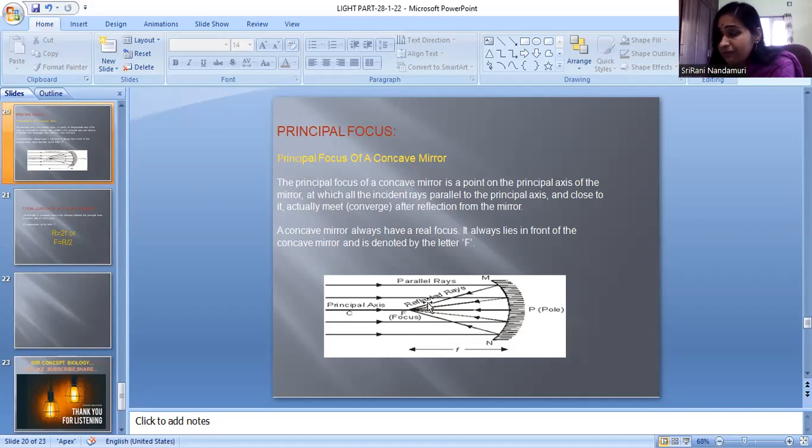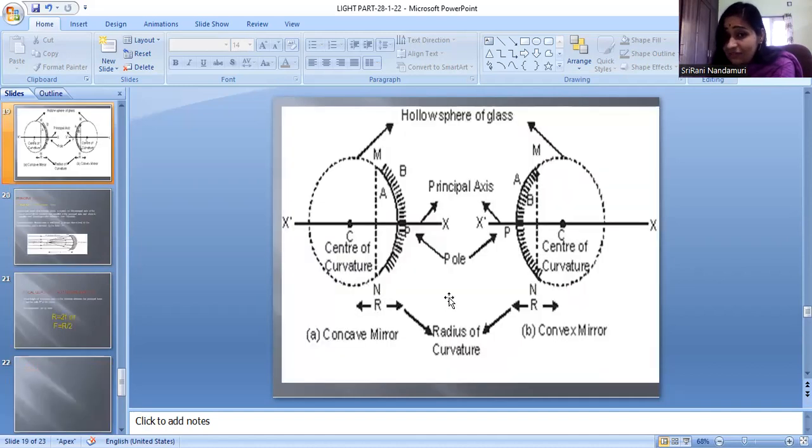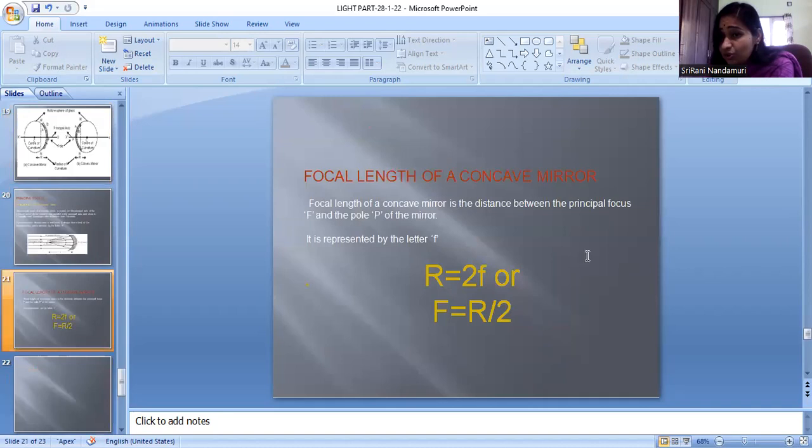Before, we already discussed that the distance between the center of curvature and the pole is called the radius of curvature, right, children? The distance between the center of the sphere and the center of the aperture is called the radius of curvature. Here, in between the center of curvature and the pole, you can see the principal focus. The distance between the principal focus and the pole is called the focal length.